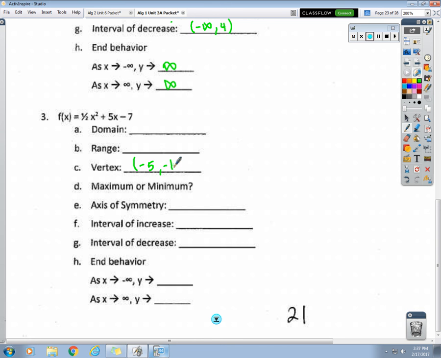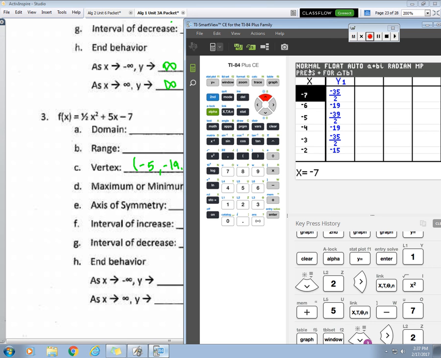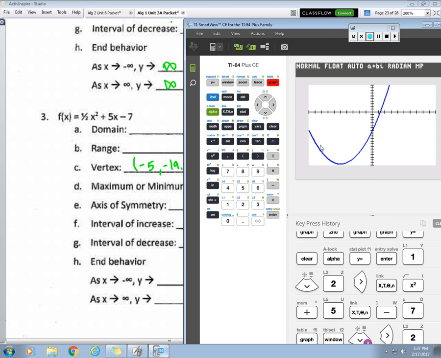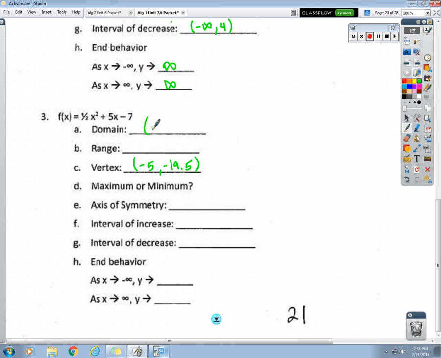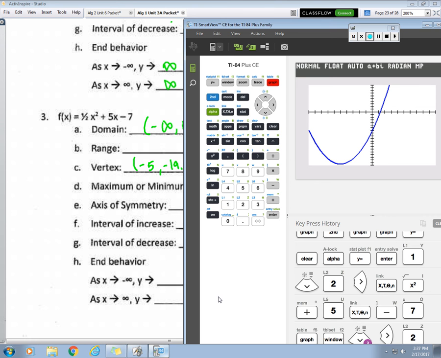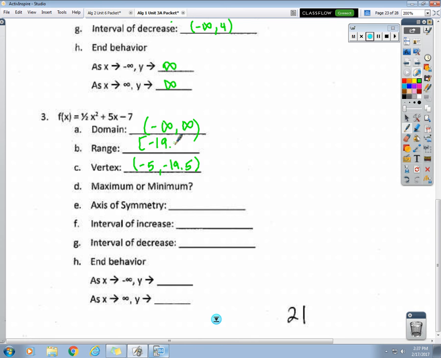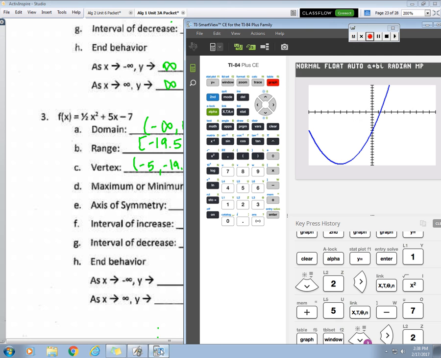See how the table comes in handy? Okay, what's the domain? Right. You can go left forever and you can go right forever. What about the range? The range has to do with y values. What's the lowest y value that graph will ever have? Negative 19.5 is the lowest y value it will have, but then it will go up forever. Okay, is the vertex here a max or a min? It's still a minimum because this parabola opens up, so the vertex is the lowest point on it.